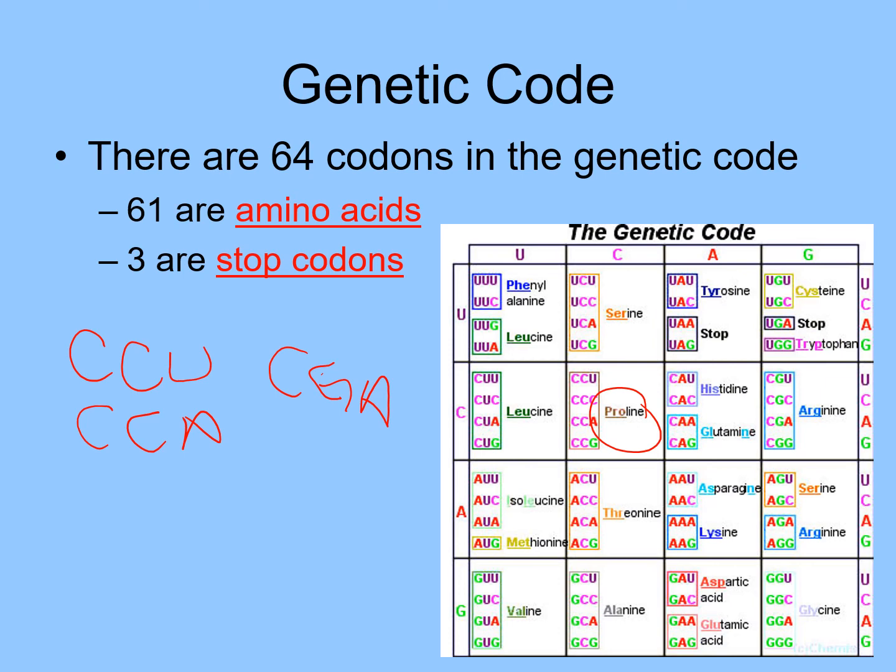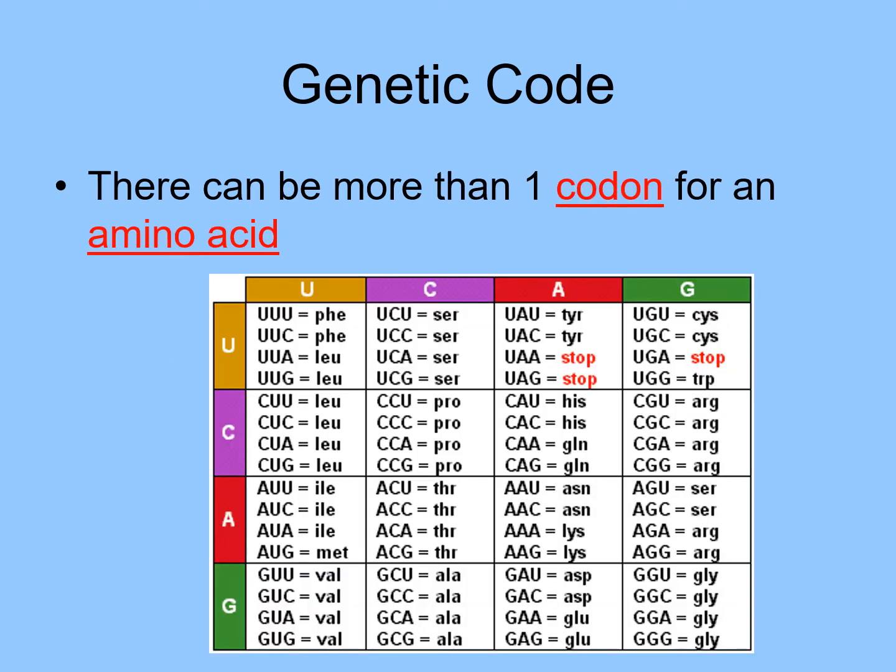Because now CGA, if you'll notice, is this ingredient called arginine. So I have the wrong ingredient, I'm going to make the wrong thing. That's what happens with mutations.